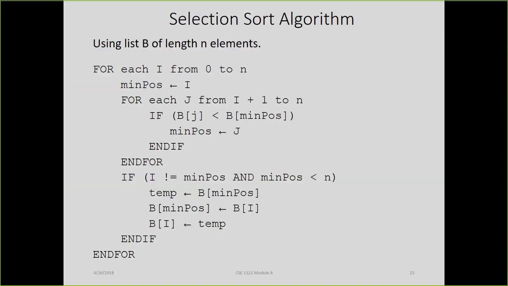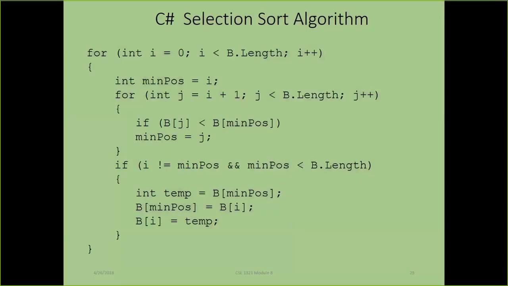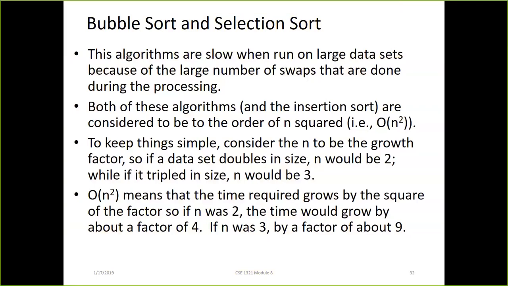So this is the selection sort algorithm, and we have Java code over here, and C# code over here. So then Python code. Okay, so now let us compare bubble sort and selection sort. Which one is better? Can anyone please help me? Which one is better, bubble sort or selection sort?